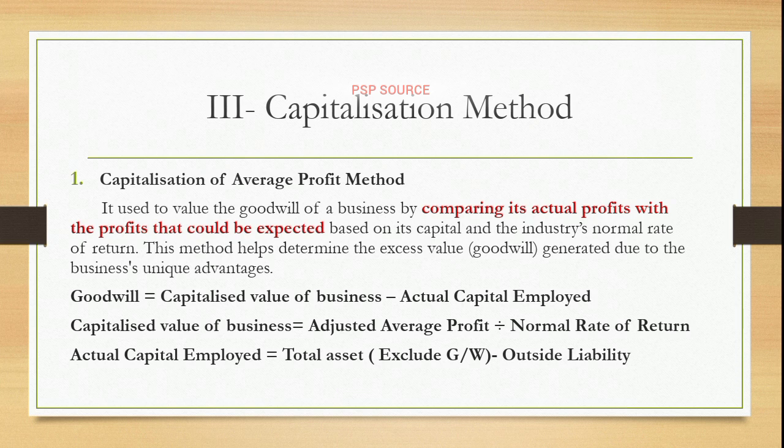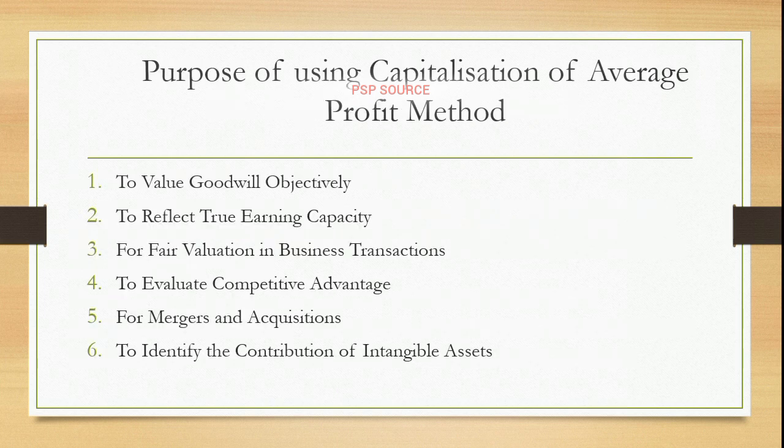Actual capital employed equals total assets. We can take all assets except goodwill, less outside liabilities. Okay. After this, we'll explore the purpose of using the capitalization of average profit method. The first one, to value goodwill objectively in the normal course.